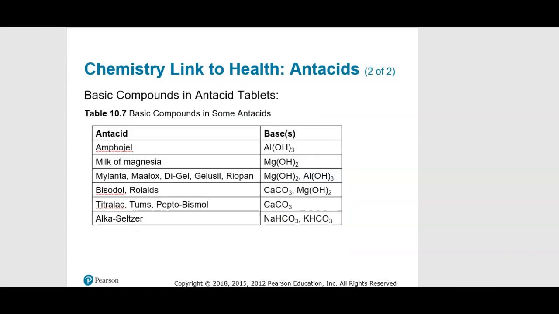And here are some of the common ones. These are the basic compounds in antacid tablets. And you see you have calcium carbonate and sodium bicarbonate or potassium bicarbonate in Alka-Seltzer. And they're just neutralizing excess stomach acid. So that's an acid-base reaction. If you ever have heartburn and you take an antacid, well, you know what's going on. These things like omeprazole, some of those, they work differently. They actually interrupt the production of stomach acid in some way. But that's what antacids do.